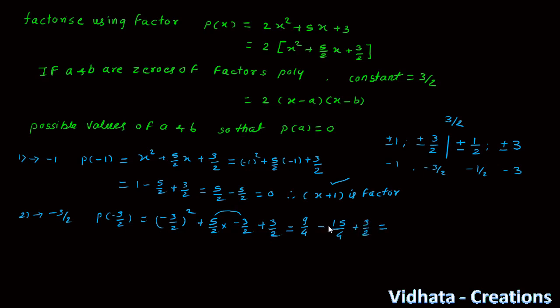What do you get? 15 minus 9, that is 6 upon 4, plus 3 by 2. Here 2 2s are 4, 2 3s are 6. Minus 3 by 2 and plus 3 by 2, what can you get over here? Again you will get 0. Therefore, x plus 3 by 2 is a factor because you got the value 0. This is what the factor theorem tells you. Therefore, x plus 3 by 2 is a factor.